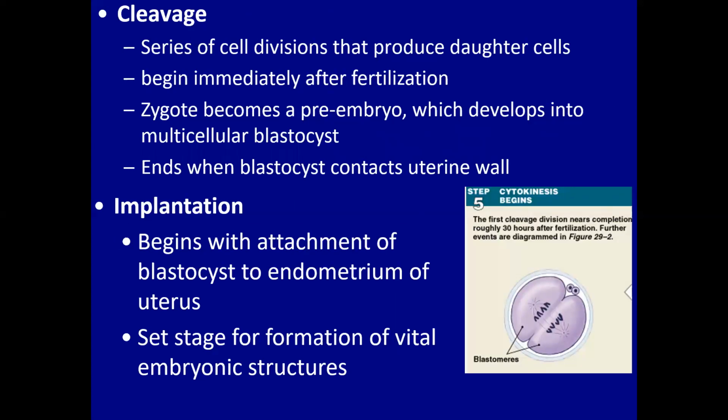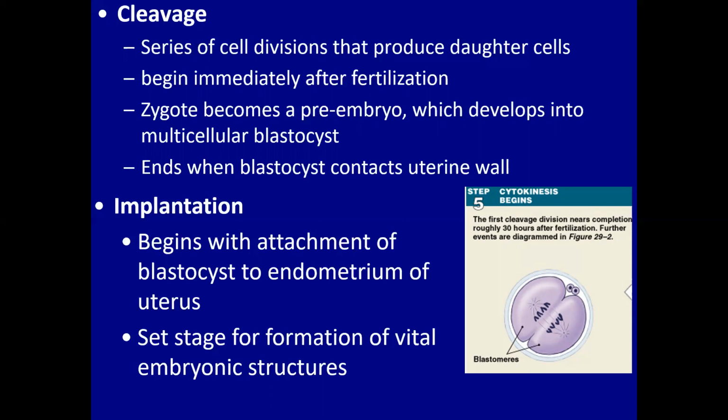So now that we have had the fusion of the pronuclei and fertilization is complete, we've talked about differentiation, how different cells are going to have different jobs. Before this can occur, we have something that is called cleavage. So this is the cell divisions that occur to produce daughter cells. So the zygote is cleaved so that you have different daughter cells. It ends when a structure called a blastocyst contacts the uterine wall, and we'll talk about that more in just a minute.